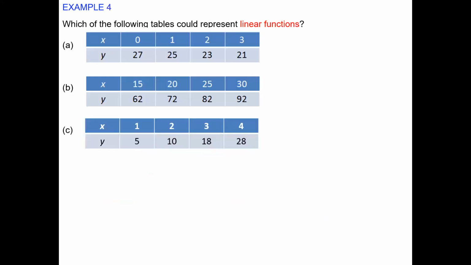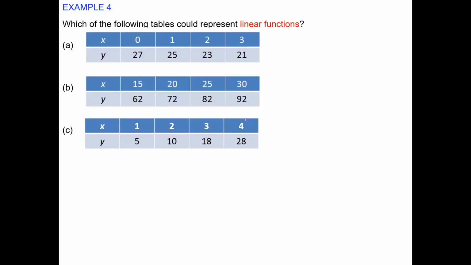Example number 4. We have data in a table, and the question is which of the following tables could represent a linear function. We know a linear function has a constant slope, meaning that the difference in y values is always constant for equal differences in x. Let's check: x is jumping from 0, 1, 2, 3 by 1, with y at 15, 20, 25, 30, by 5. We have no problem with x.